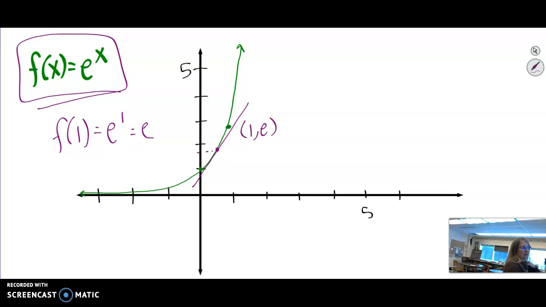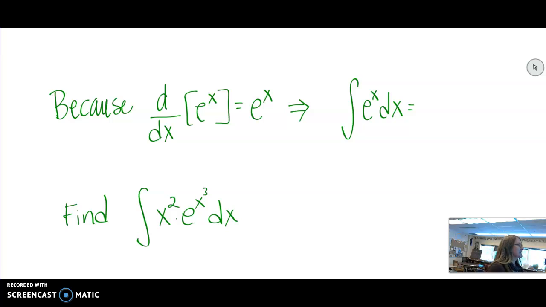So if I find the slope at 1 comma e, it's simply going to be e. The slope at that point is going to be exactly the value at that point, which is a very interesting thing about the function e to the x. And so all of this implies that because the derivative of e to the x equals e to the x, then the antiderivative of e to the x equals e to the x. I want you guys to write that in your notes, and then we're going to do one quick example here.